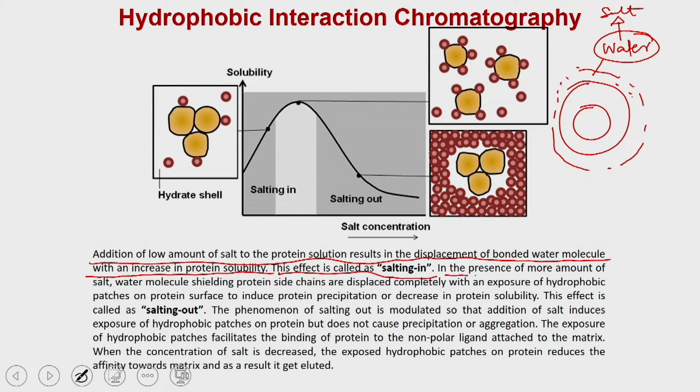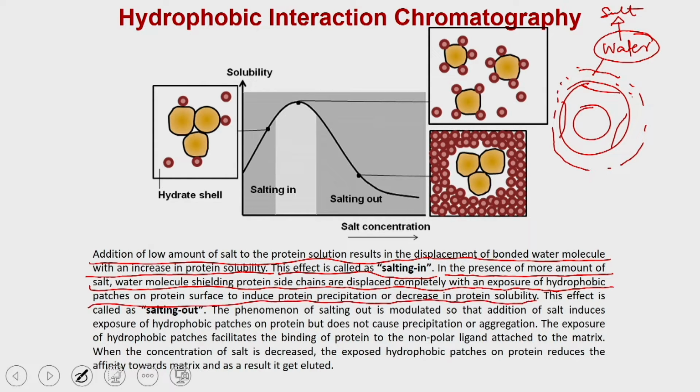But if you increase the amount of salt, the water molecules shielding the protein side chains are displaced completely, with the exposure of the hydrophobic patches on the protein surface, which induces protein precipitation or a decrease in solubility.